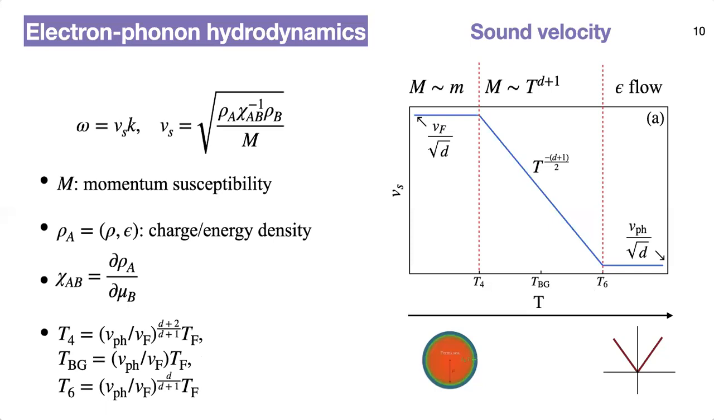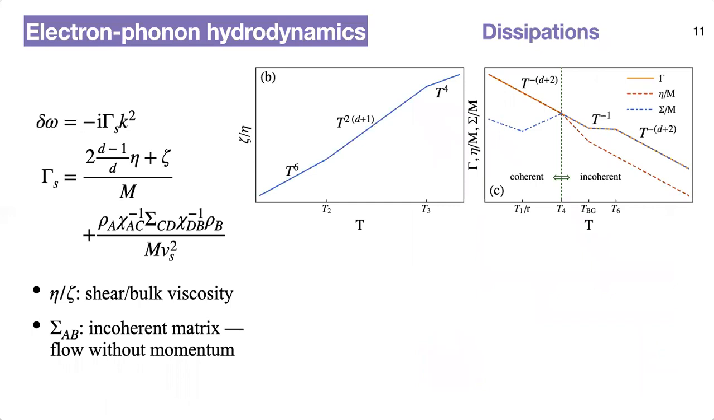To interpret these two velocities, we need to get the temperature dependence of the sound velocity, and that is basically the jump here. This is because the momentum susceptibility in this intermediate temperature region has a temperature scaling dependence, while in the denominator the charge and energy density are still given by the electrons, and that makes the sound velocity jump. Okay, so apart from the sound velocity, the linear dispersion, we have an attenuation constant correction to the sound mode.